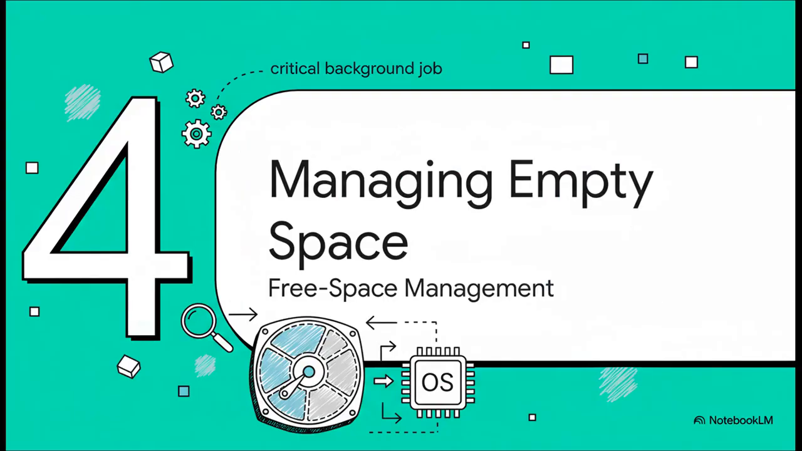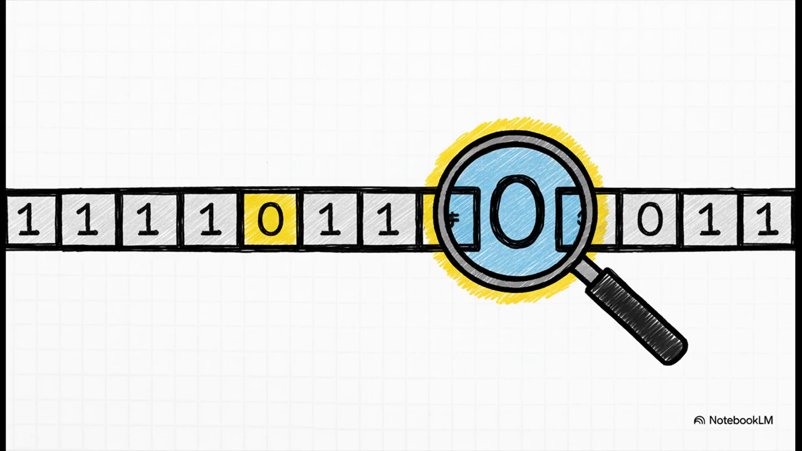Now, for any of those allocation methods to work, the OS has to do some serious bookkeeping. It has to know at all times which parts of the disk are free and which are occupied. This super important background job is called free space management. One of the most common ways to do this is with something called a bit vector, or a bitmap. Just imagine our librarian has a master list of every single shelf in the library. If a shelf is empty, it gets a 0 next to it. If it's full, it gets a 1.